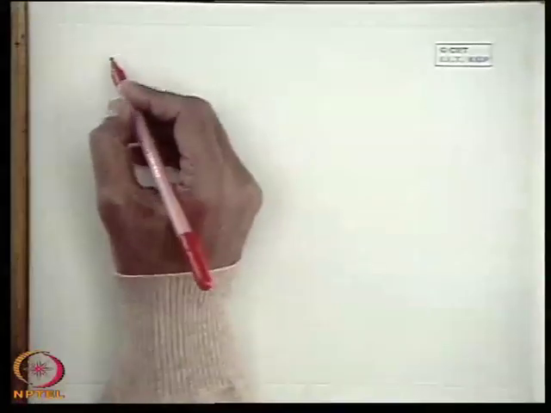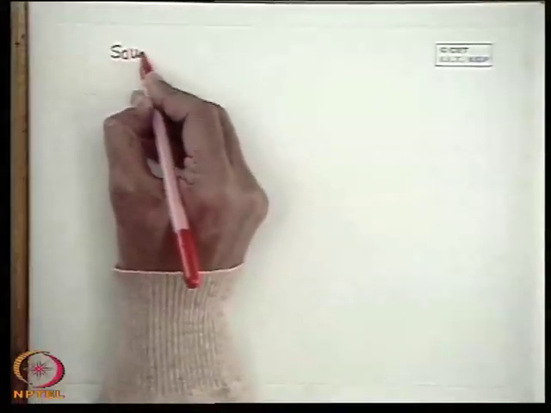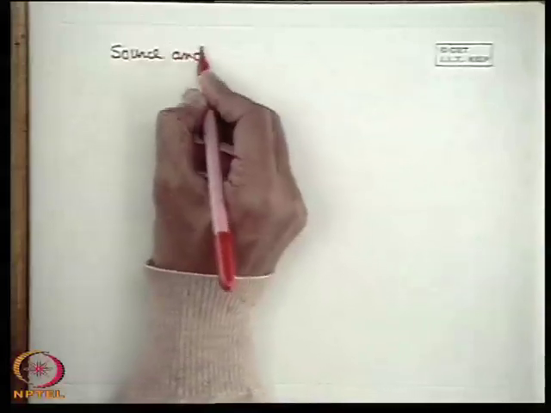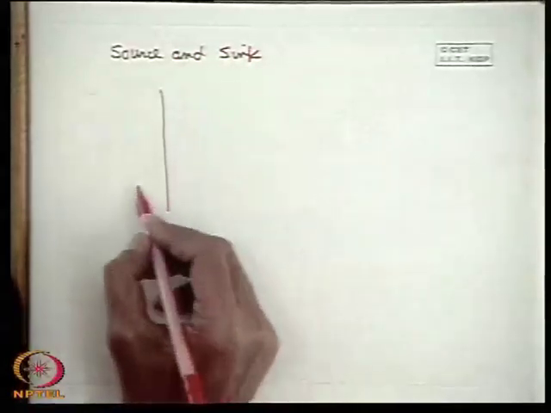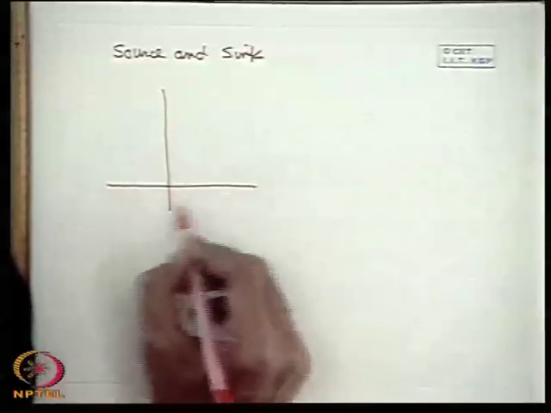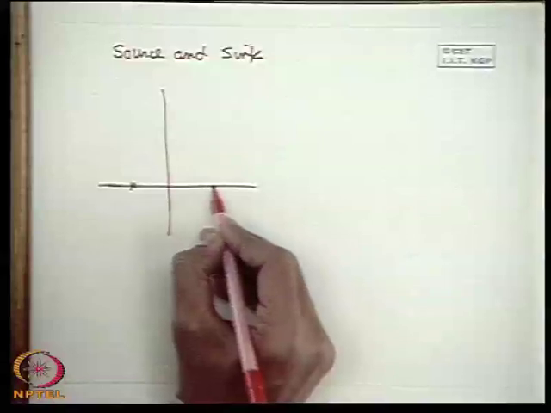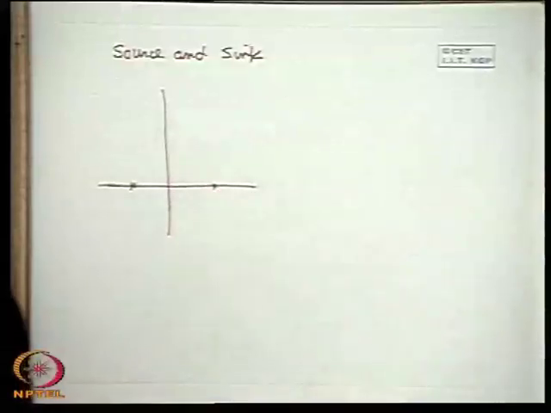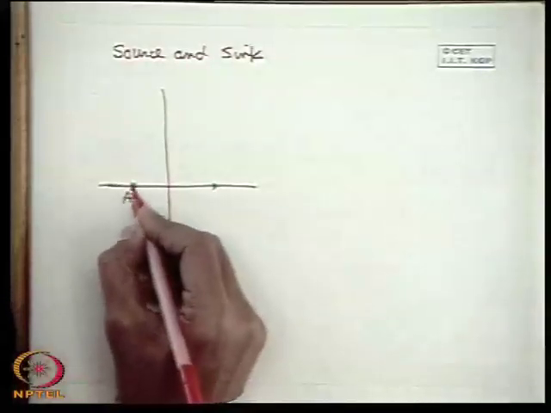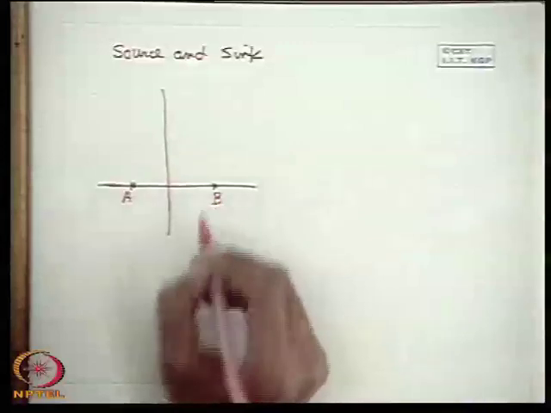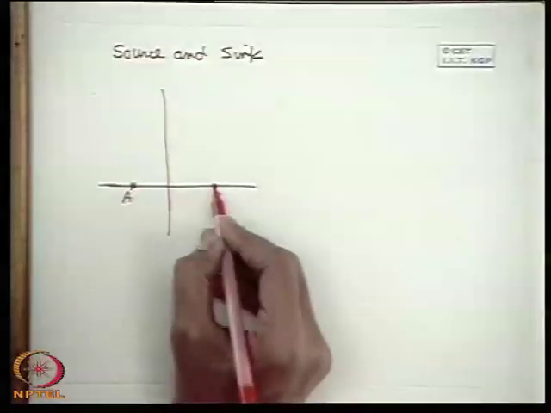With this basis, we can now see first the combination of source and sink. Let us consider a flow where a source and a sink are located like that. Let A be the source and B be the sink.